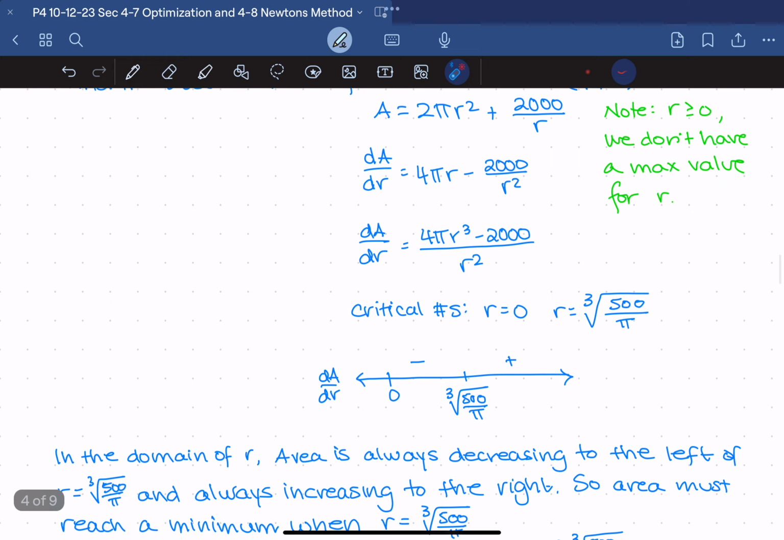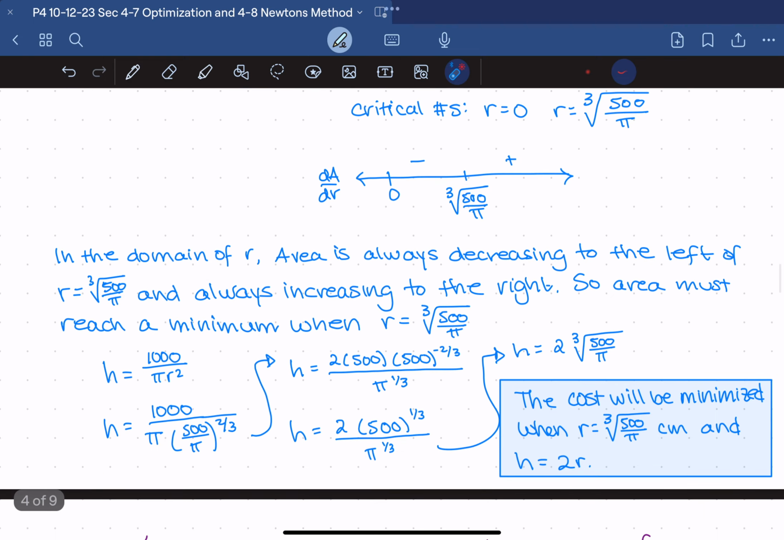So here, I'm saying it down here in words. Basically, if you look at this, within the domain, area is always decreasing to the left of this critical number and always increasing to the right of this critical number. Therefore, this has to be an absolute minimum.